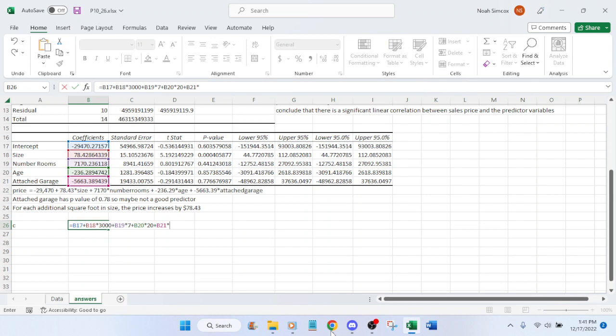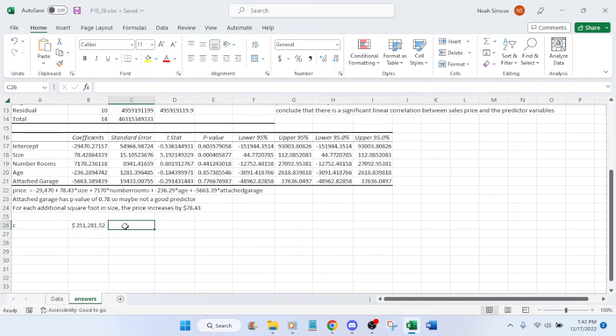Because if it has an attached garage, it decreases. How could it possibly decrease the price to have an attached garage? Is that what that means? That means it's negatively correlated. The bigger the size, the higher the price; the older it is, the lower the price. But apparently attached garage, according to the equation, no attached garage times 0. So I guess that's how you do it. So there's the estimated price.